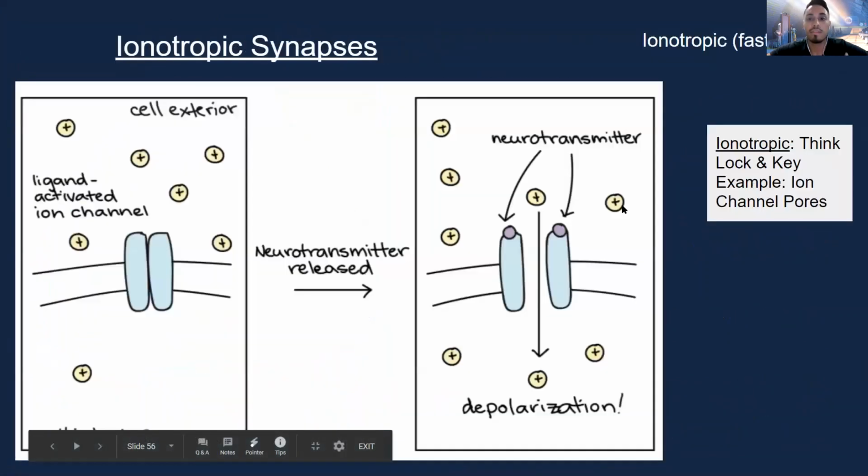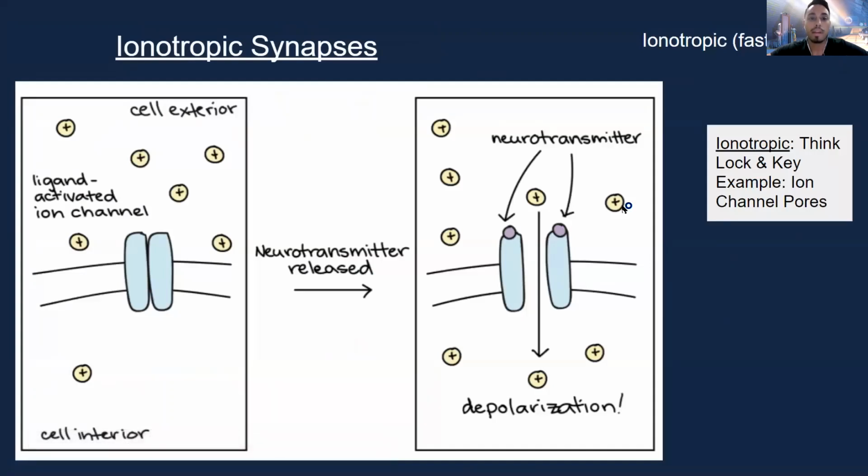And then here we have the difference between ionotropic and metabotropic synapses. So we know that ionotropic are much faster, and the way that they work is kind of like a lock and key situation where they're ligand gated. And what happens is once the neurotransmitter binds, then it opens the pore or channel, and then it enables the ions to flow through.